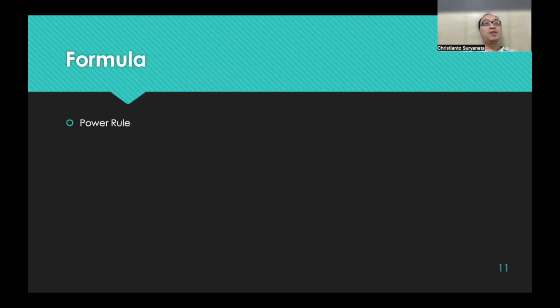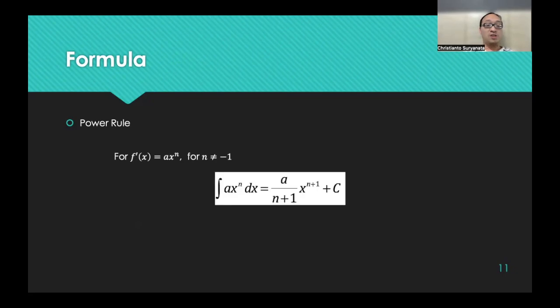Now, what are the formulas for the integration? First, we have the power rule. Power rule is for the first example. So for every expression ax to the power of n, with n any number except for -1, the integral of ax to the power of n is a over n plus 1 times x to the power of n plus 1.